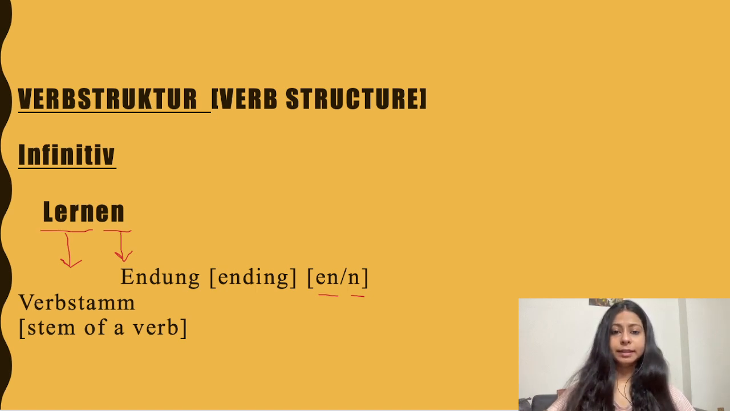So in this example, lernen, which means to learn, the stem of a verb is this, and as you could see, I have marked it with an arrow, and the ending en is an ending. So that is what the verb structure is. We have an infinitive form, then we have a stem of a verb, and then we have ending.